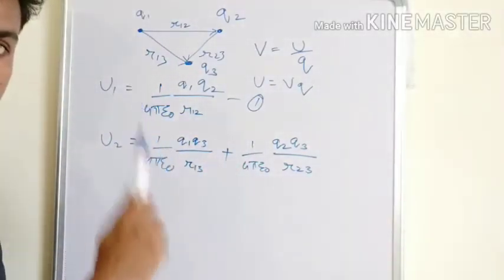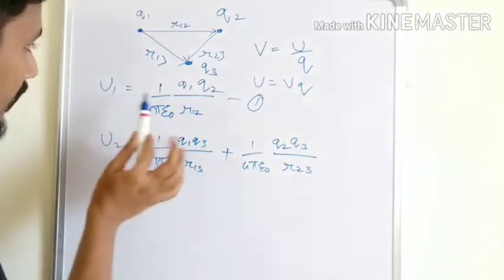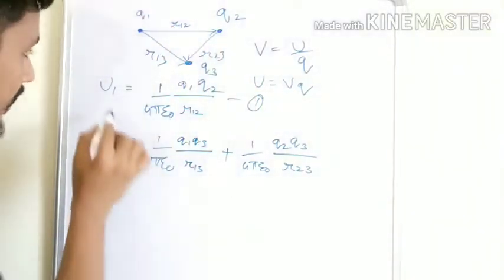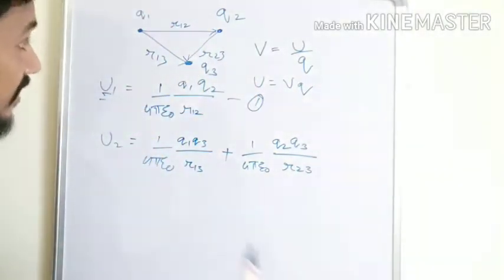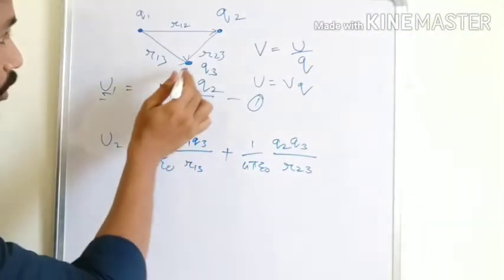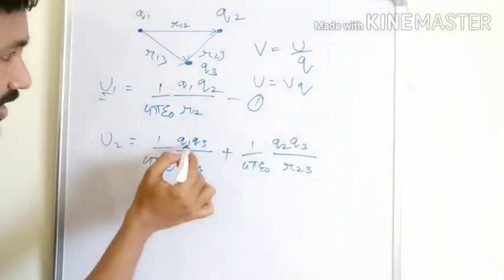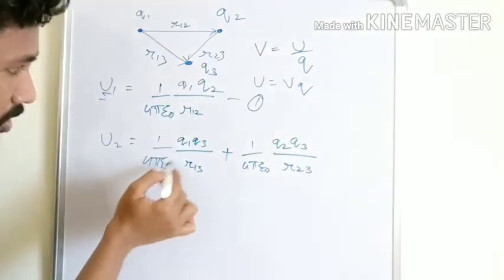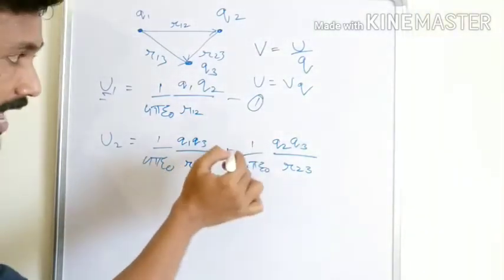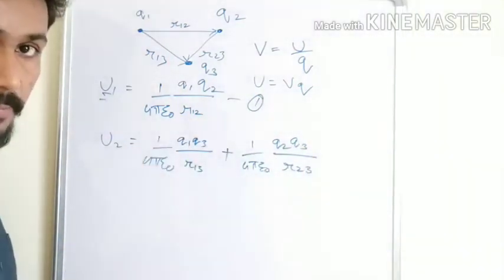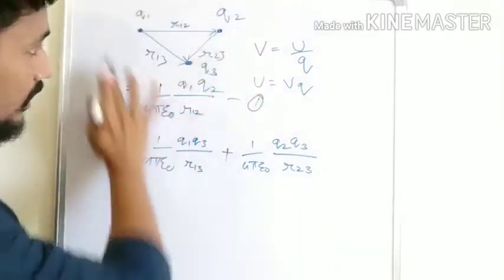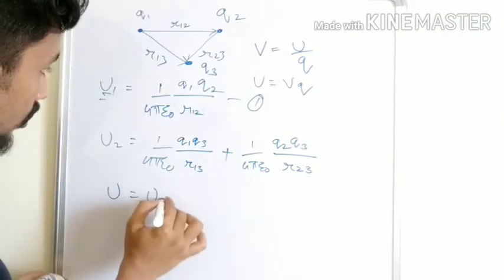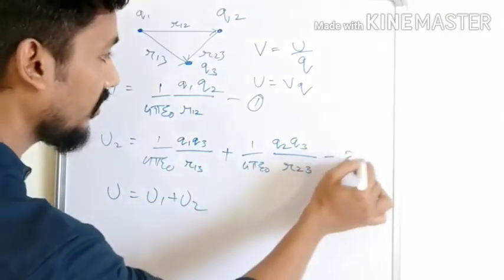Once again, see the derivation, and read it from the textbook also. U1 denotes potential energy when Q2 is brought near Q1. Then we bring Q3. Now Q3 is going to get potential because of Q1 as well as Q2. So at Q3 the energy is 1 by 4 pi epsilon naught Q1 Q3 by R13 and Q2 Q3 by R23. Therefore, the total potential energy, let us call it U, will be equal to U1 plus U2. Let us call this equation number 2.